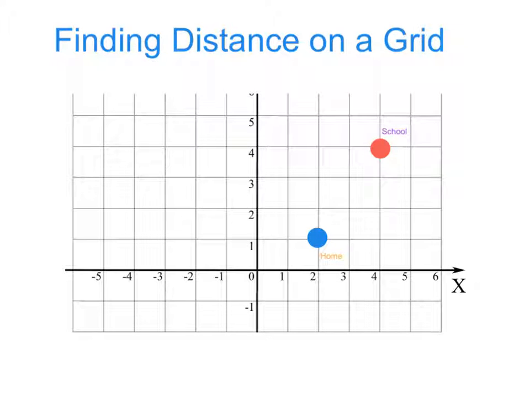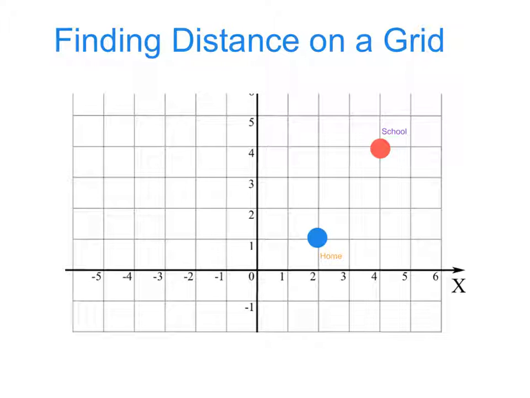Today we are going to look at finding distance on a grid. Now the blue dot represents our home, and the red dot represents the school. We need to find how far away the home is from the school. When we do this, we are going to walk the line, is a way to explain it. So we need to count how many blocks, or how many sides of a square, it takes to get from our home to the school.